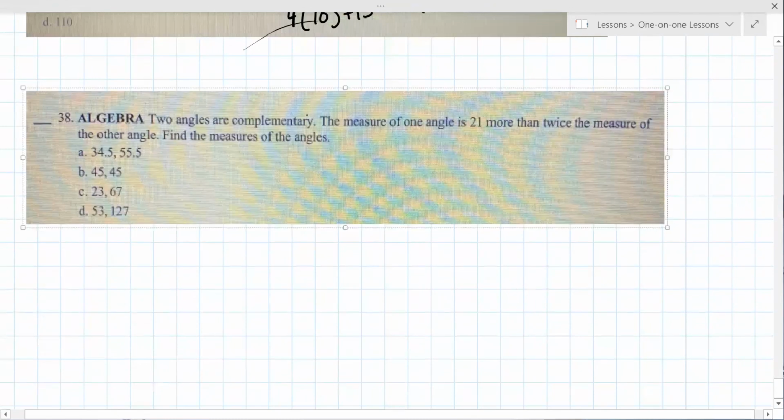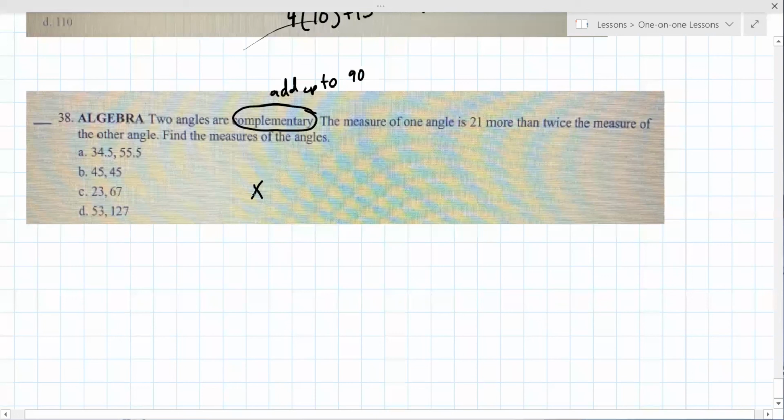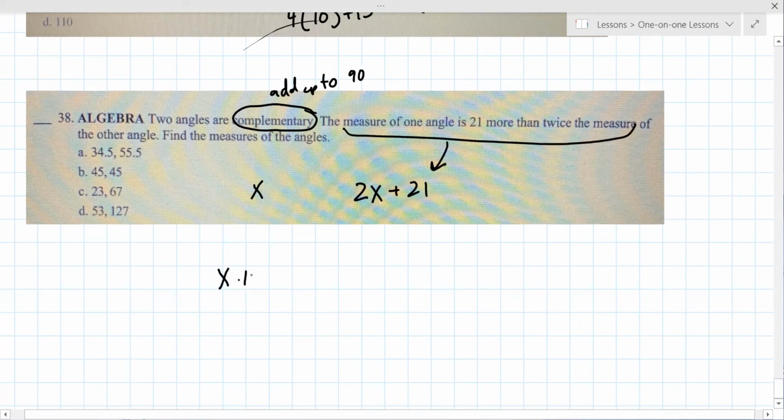Okay, 2 angles are complementary. That means they add up to 90. So that's what I meant by sometimes they set them equal, sometimes they add up to something. The measure of one angle is 21 more than twice the measure of the other. So the first angle is x. The other angle is 21 more than twice the measure of the first one. But we know that they add up together to be 90. This is angle 1 and this is angle 2.